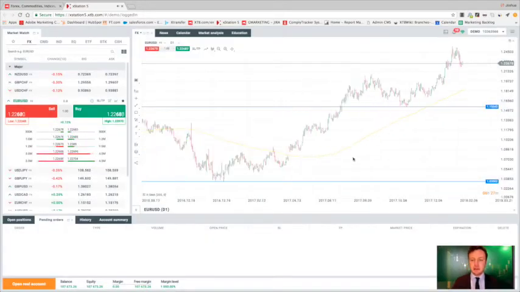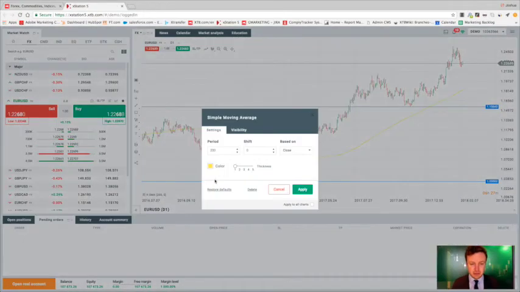You can see we have this 200 SMA. I'll also make it thicker. If you want to change the thickness, you can just do this. And you can also choose what the 200 SMA is based on. You can use the open, close, high or low. I personally prefer the close, but again, that's just personal preference.